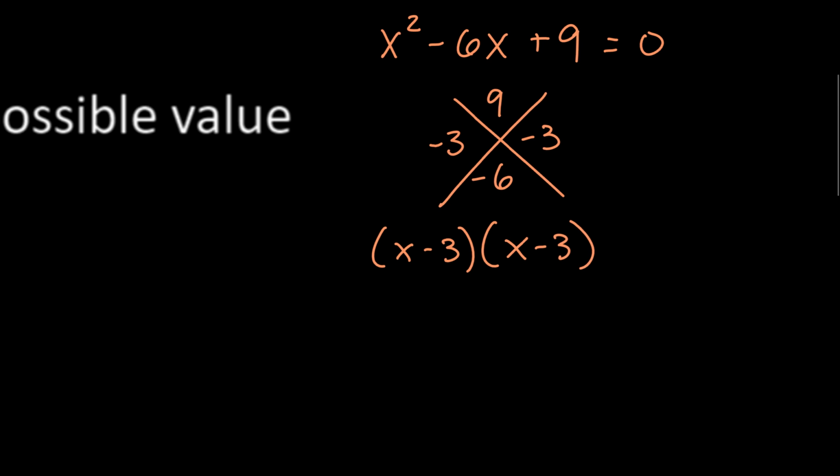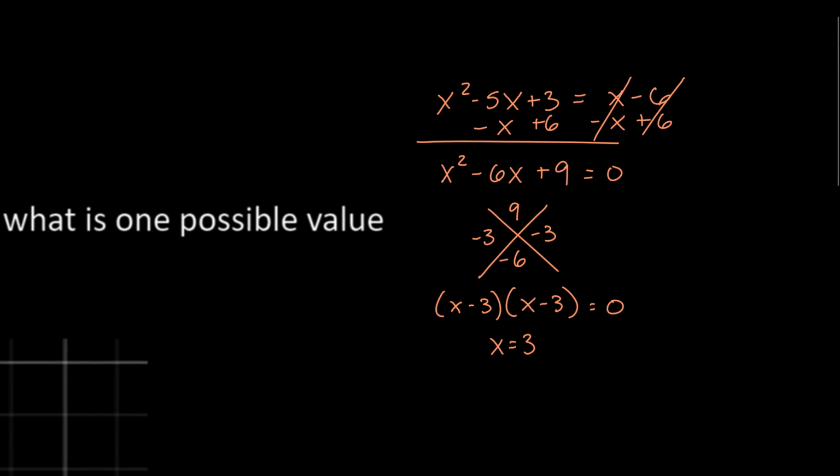Are these the exact same thing? Yes. So how many solutions do we actually have? 1. What is the solution? Right. X is equal to 3. How did we get that? Right. You set one of these equal to 0, and you add 3 over. So x is equal to a positive 3.